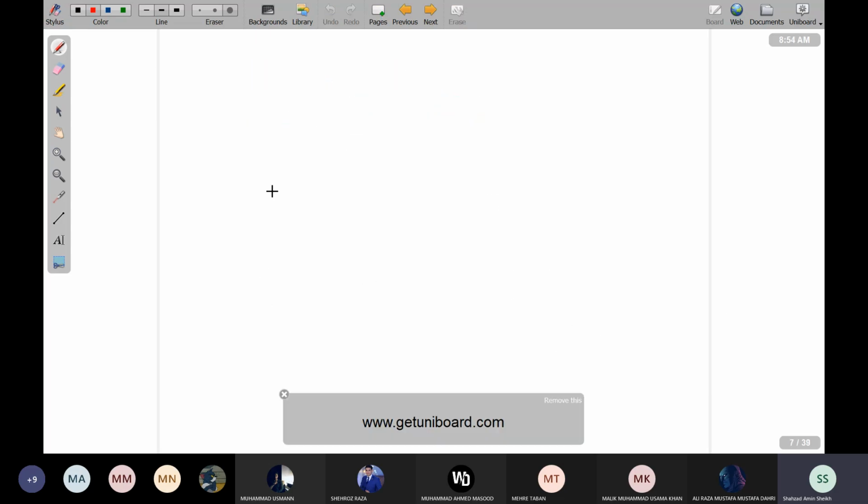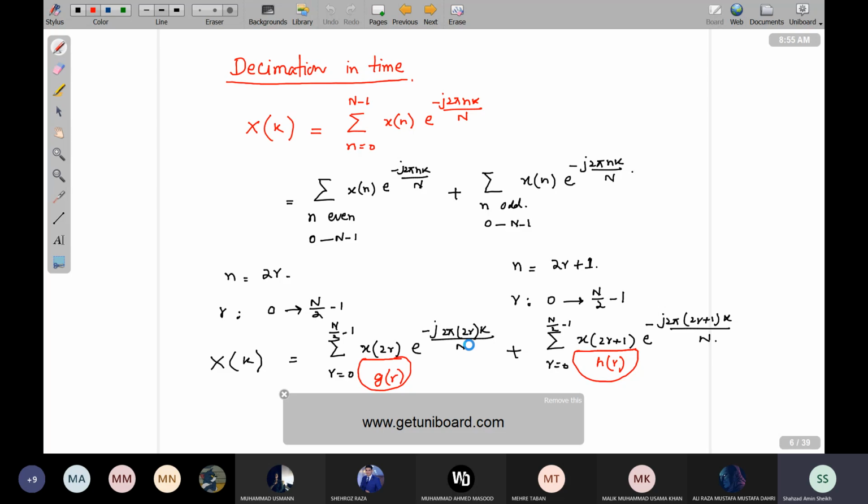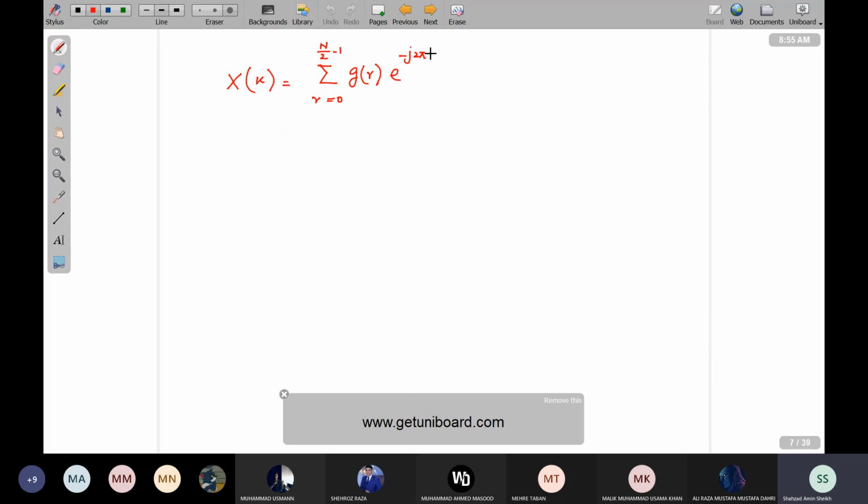Now let's rewrite this x of k. So x of k will be equal to the sum over r equal to 0 to n over 2 minus 1. Now this x of 2r will be replaced with g of r, exponential minus j 2 pi. There was a 2r term previously. Now I write this as 2 pi rk divided by n over 2.